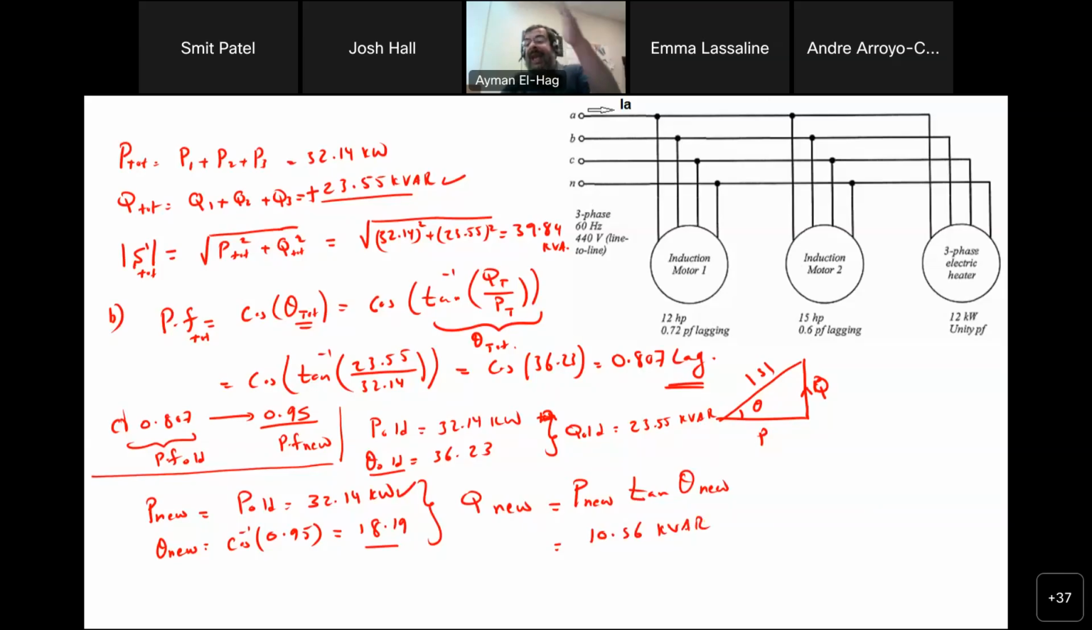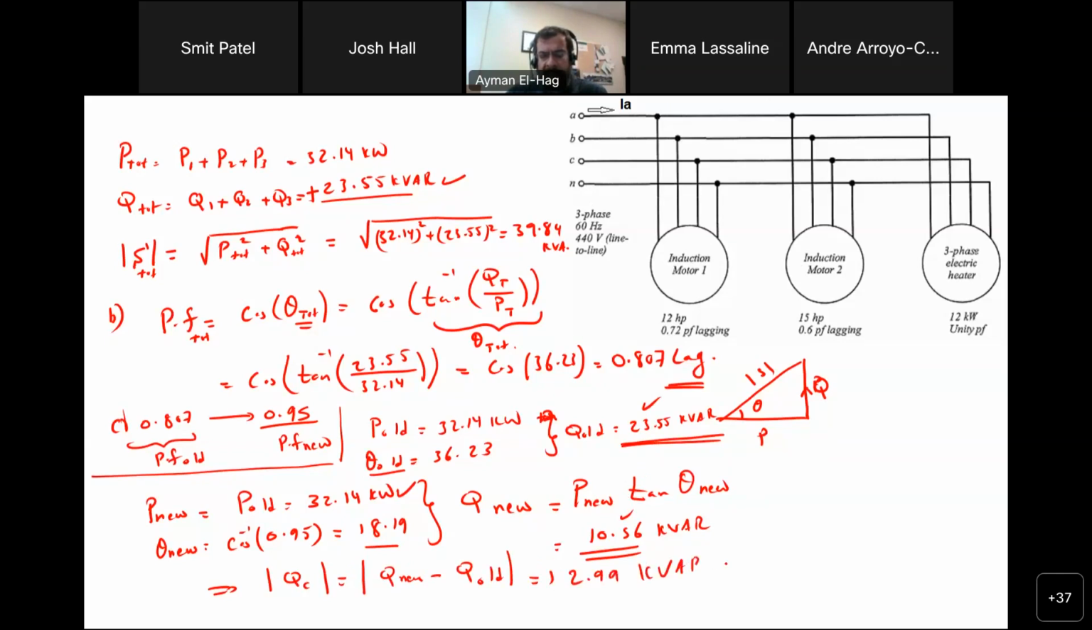What does this mean? It means that after I add the capacitor bank, my total Q has to drop from 23.55 to 10.56. And because Q comes with a negative sign, I can find the QC that is required in part C. So my QC, as an absolute value to avoid the negative sign because it's not needed, is equal to Q new minus Q old, the difference under the absolute value, which is 12.99 kVAR. So this is how much I need to add as a Q of the capacitor bank so that I can improve the power factor to 0.95 lagging.